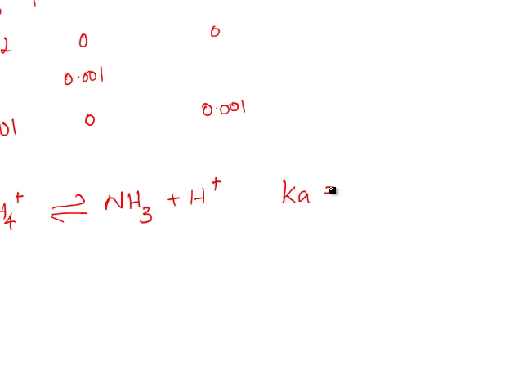So what should be Ka? How do we calculate? Ka equals Kw over Kb. Kb is what is given to us in the table. Kb is 1.8 times 10 to the power negative 5. So Ka should be 1 times 10 to the power negative 14 over 1.8 times 10 to the power negative 5. What do we get?